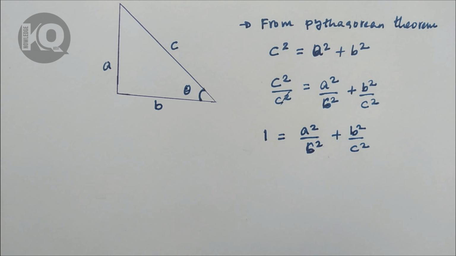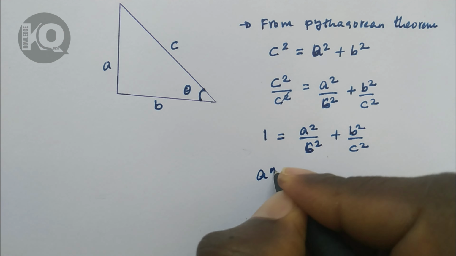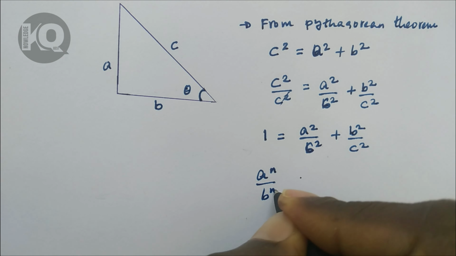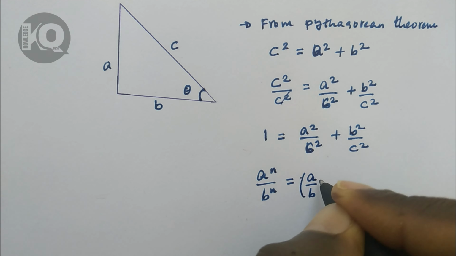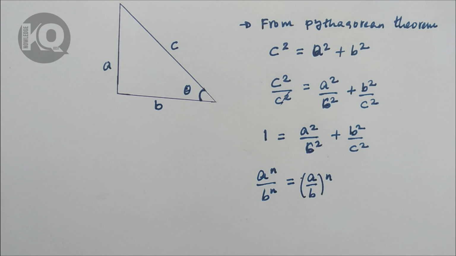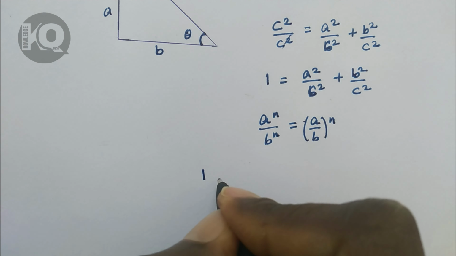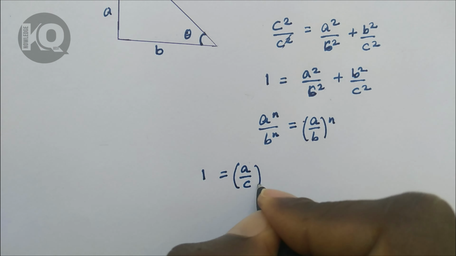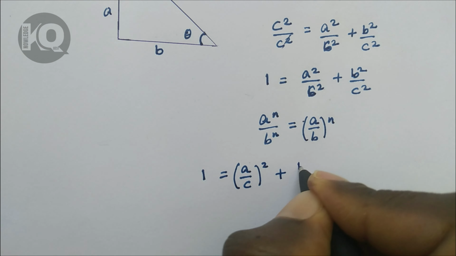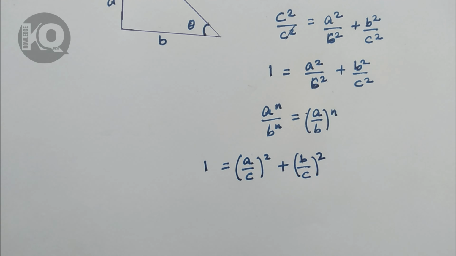And from the rule of exponents, we know that a to the power of n divided by b to the power of n can be expressed as a over b, to the power of n. So by using this formula, this can be expressed as 1 equals a divided by c to the power of 2 plus b divided by c to the power of 2.